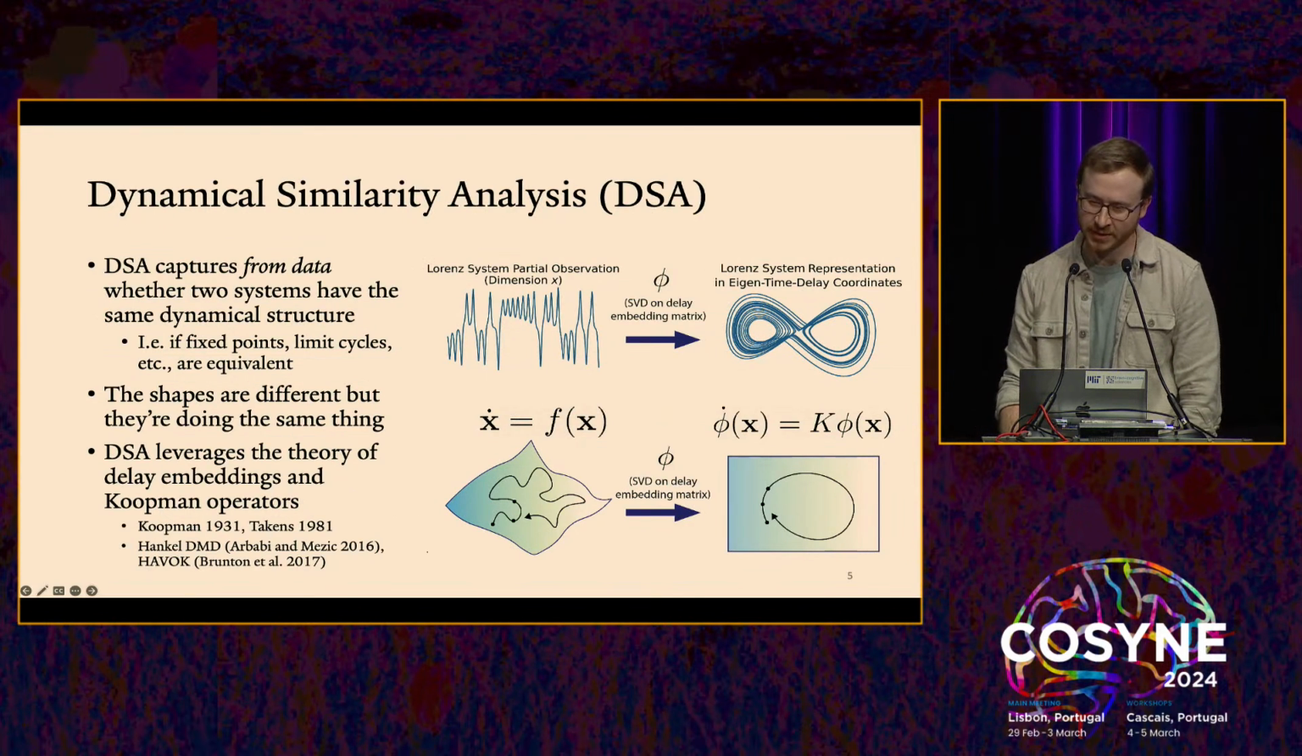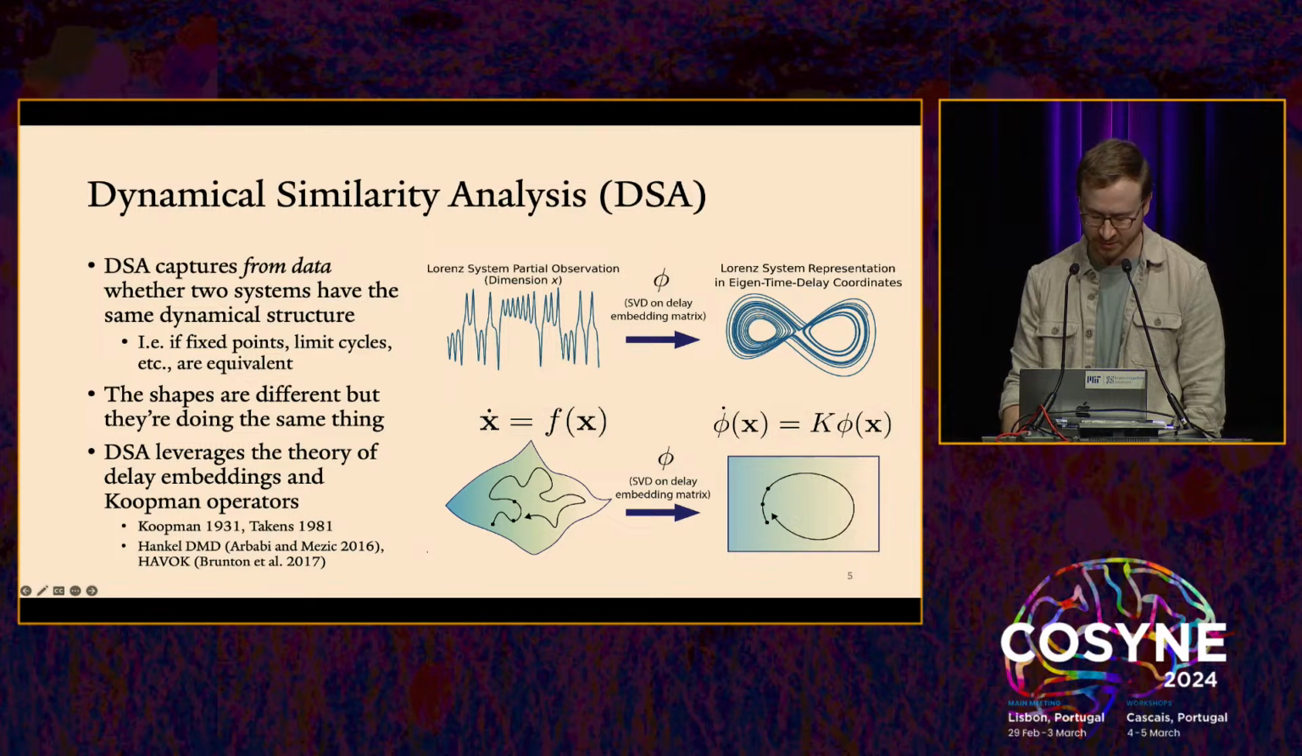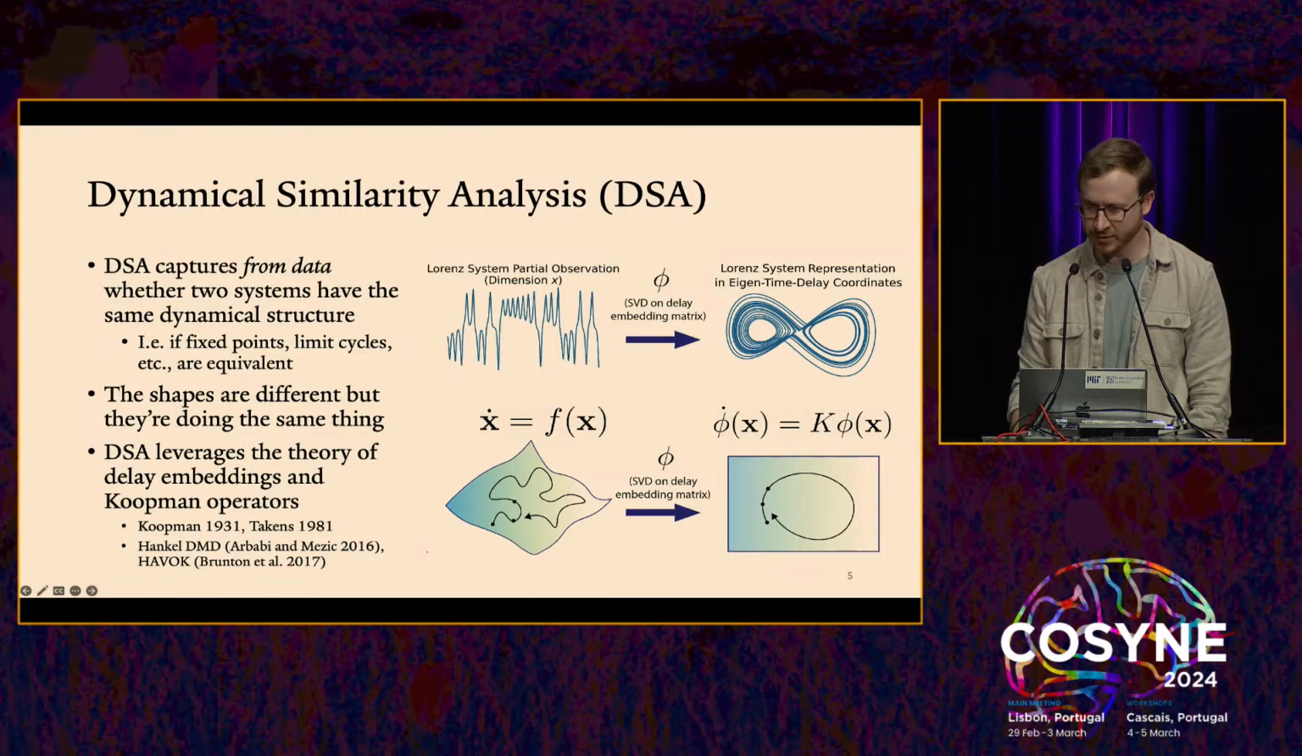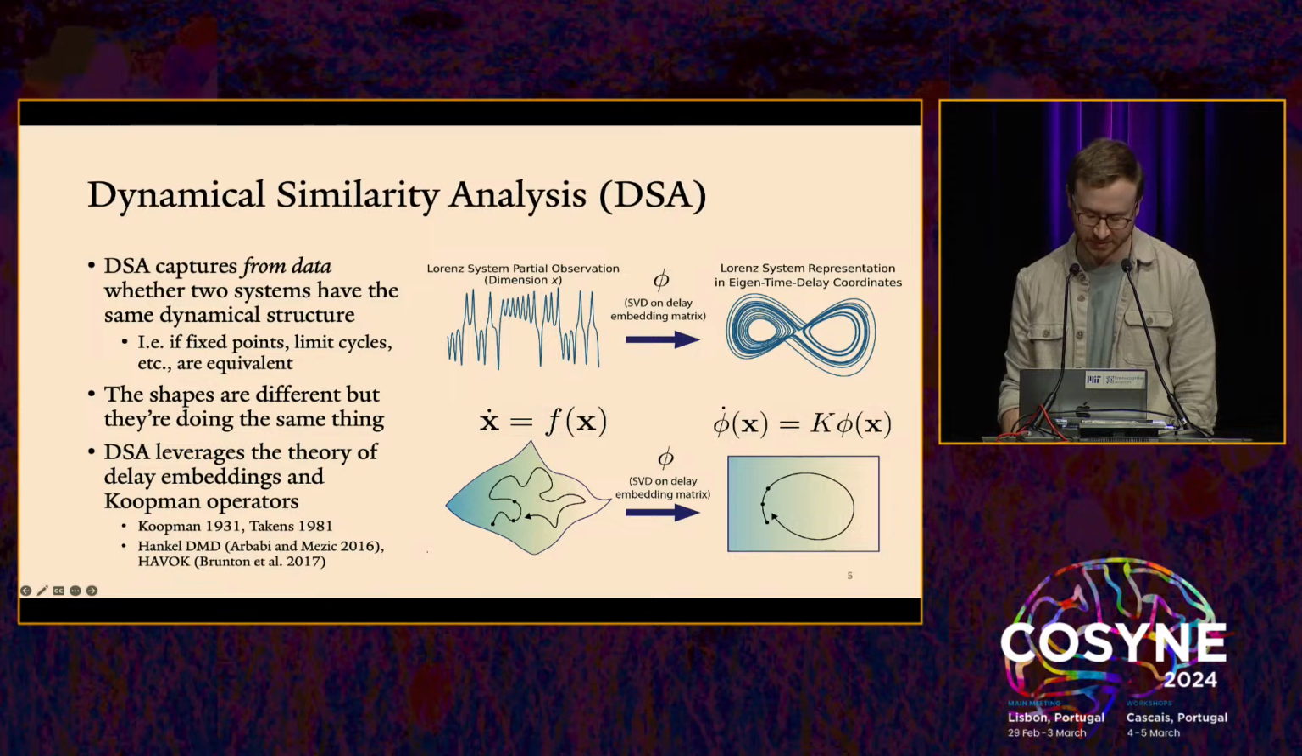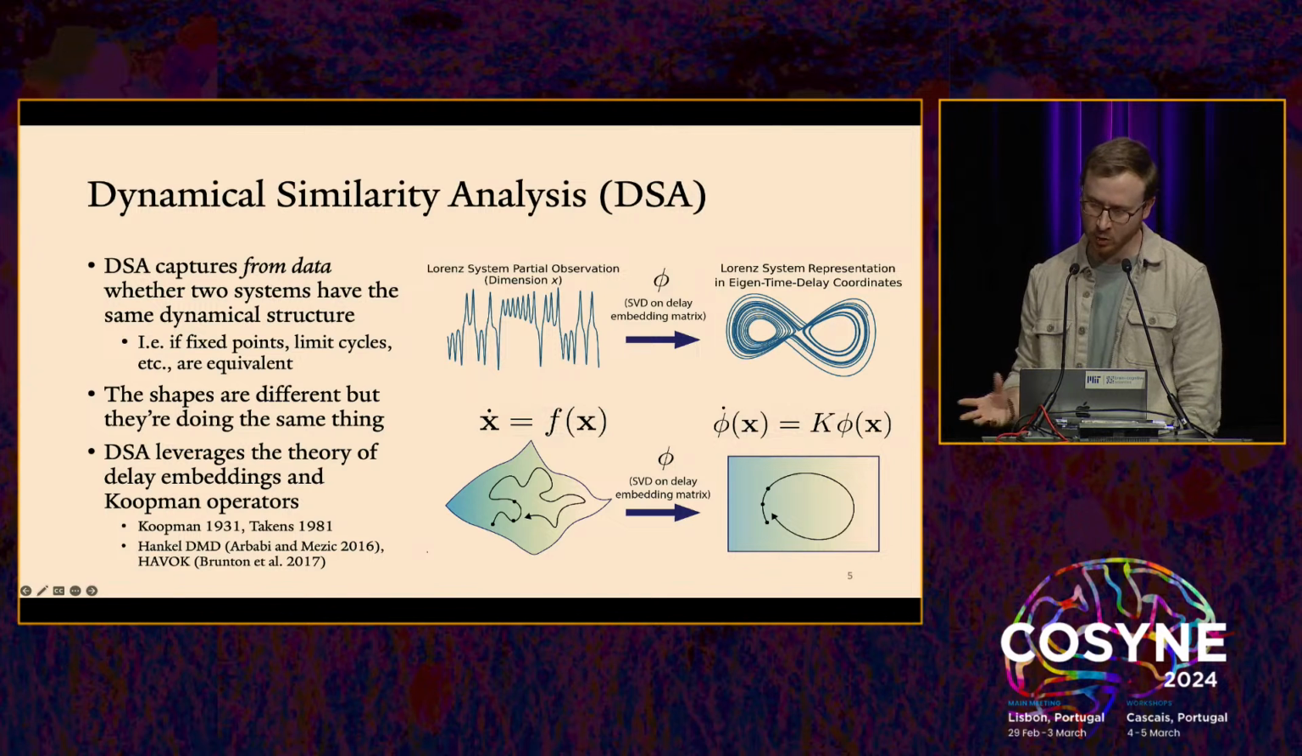Our new method, called Dynamical Similarity Analysis, or DSA for short, can identify from data whether two systems have the same dynamical structure, regardless of what their shapes are. To do so, we leverage the theory of delay embeddings, which allow us to capture the full dynamics of a system, even when we are only able to observe a subset of dimensions, as is visualized here with the Lorenz attractor. We also leverage the theory of Koopman operators, which allow us to capture a globally linear representation of the system's dynamics via embedding observations of those dynamics into a much higher dimensional space.